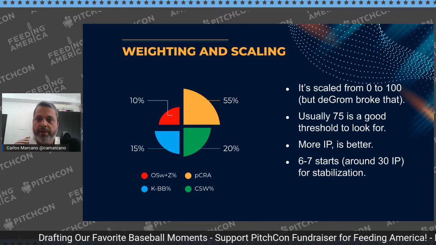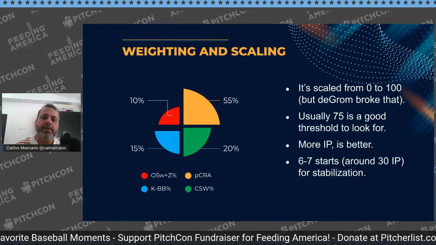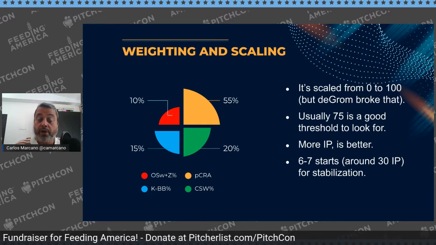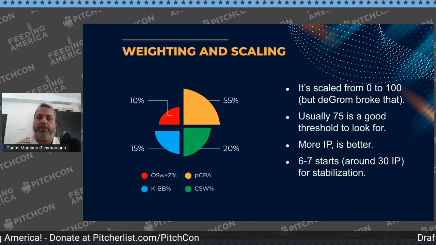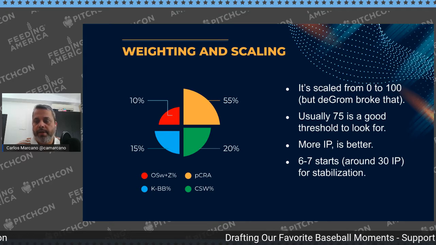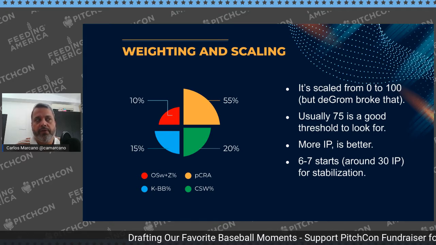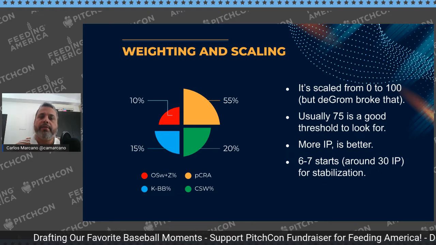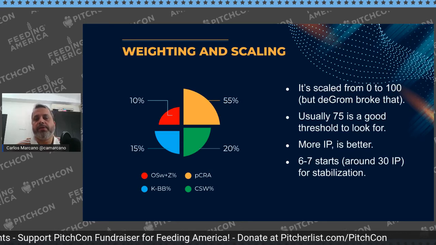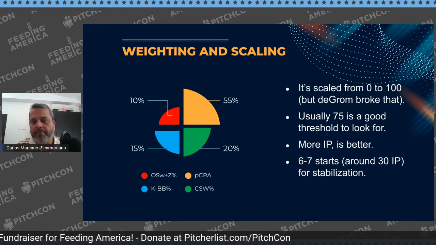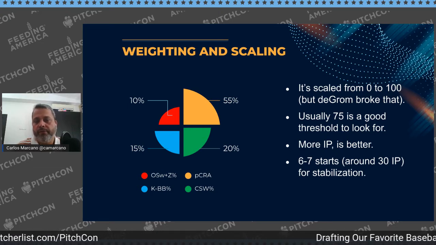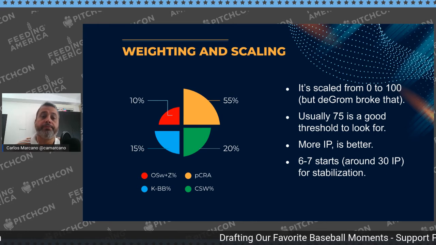More innings pitched is better, of course, and it tends to stabilize around the sixth to seventh start, around 30 innings pitched. This doesn't mean that you can't gauge relief pitchers this way. Of course not. But I have to admit that it works better with a starting pitcher, because usually the bigger the sample, the better, and more innings pitched are going to help to have, of course, the bigger sample.